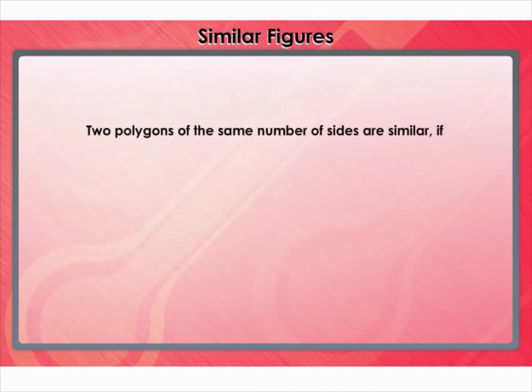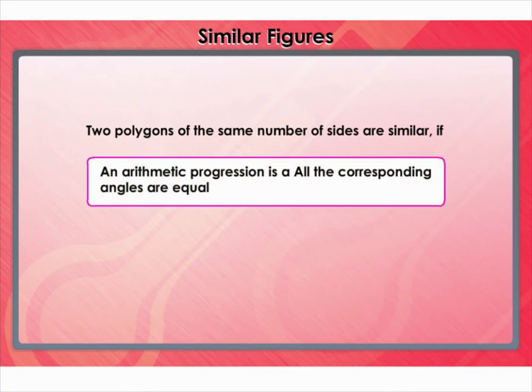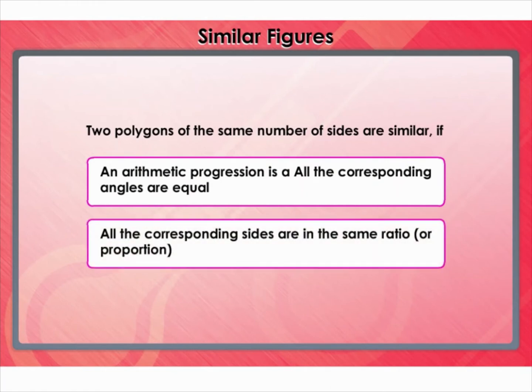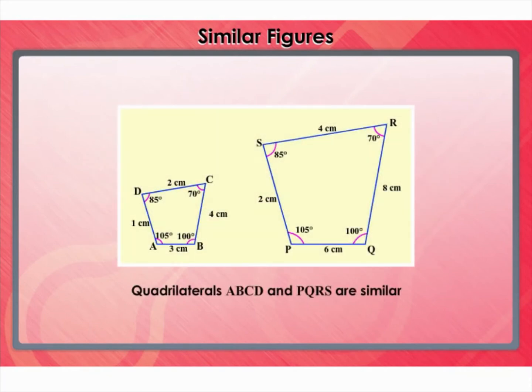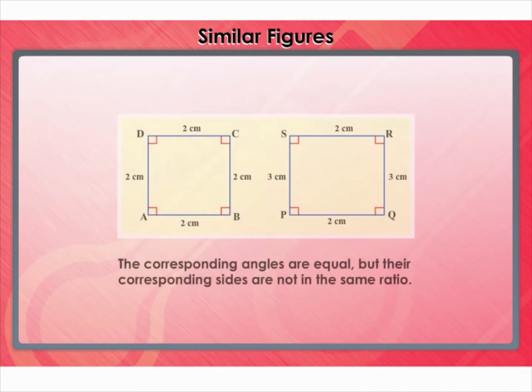Let's cite a property of polygons. Two polygons of the same number of sides are similar if all the corresponding angles are equal and all the corresponding sides are in the same ratio or proportion. In the figure, we can observe that quadrilaterals ABCD and PQRS are similar. Note, if one polygon is similar to another polygon and the second polygon is similar to a third polygon, then the first polygon is similar to the third polygon.